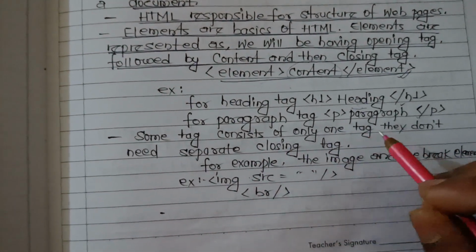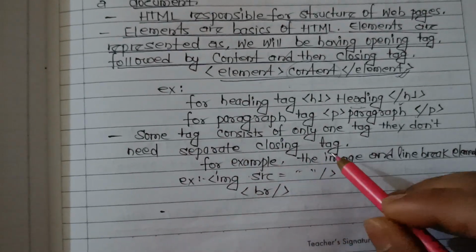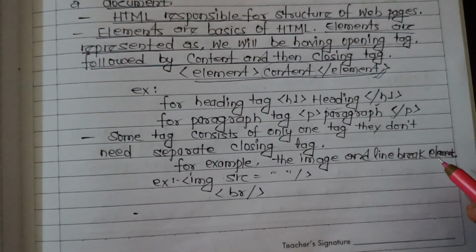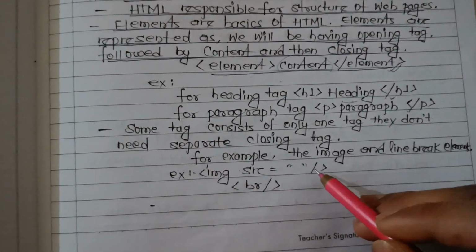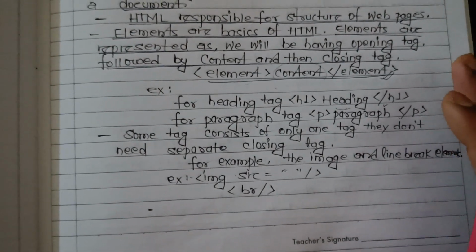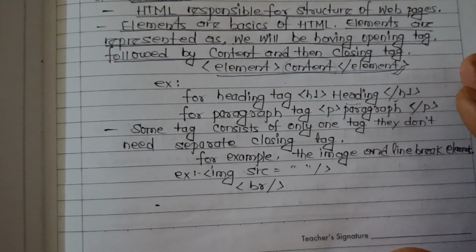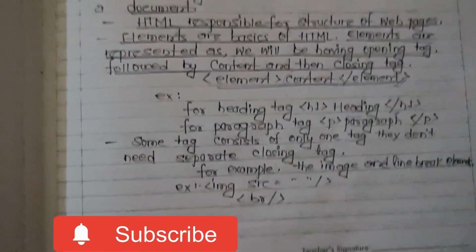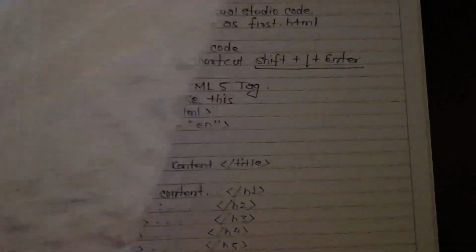Some tags consist of only one tag, they don't need a separate closing tag. For example, the image and line break elements. The image source has only an opening tag, right? And br represents a break. So let's move on to the next page.